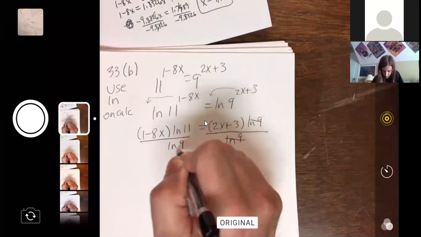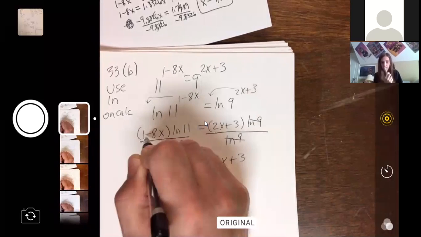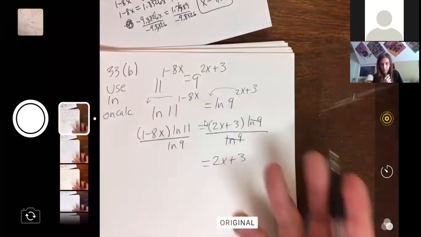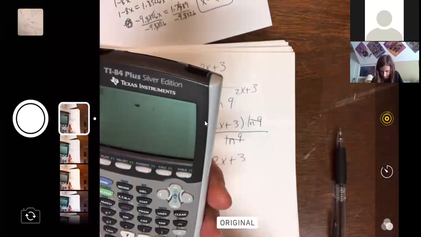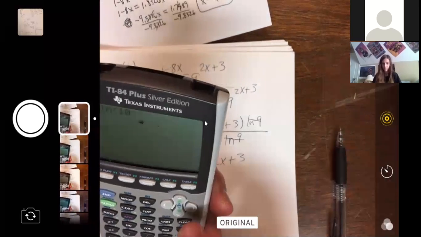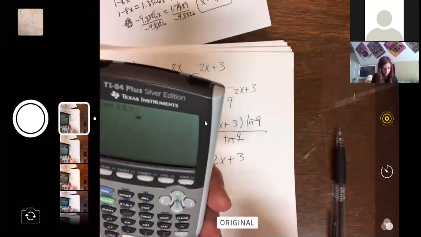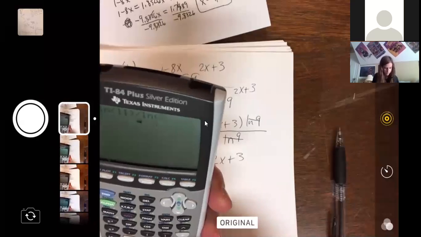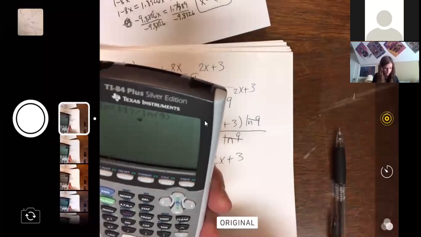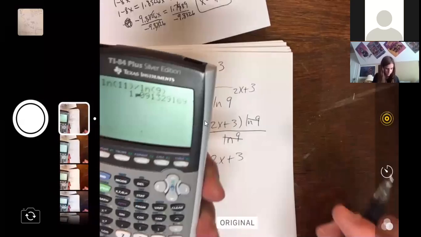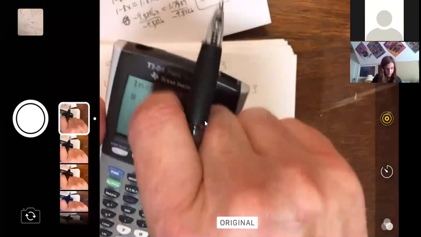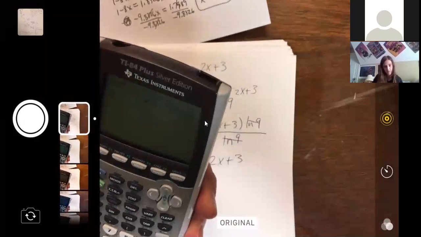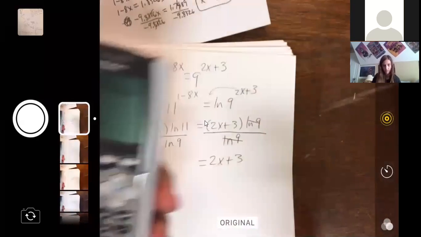Now you're going to get a nasty decimal here that we'll have to distribute, but at least it's only on one side instead of both sides. An ln of 11, divide that by an ln of 9. That's about 1.09. Those blips on the screen, I can't clean my screen. 1.0913, we'll call it.